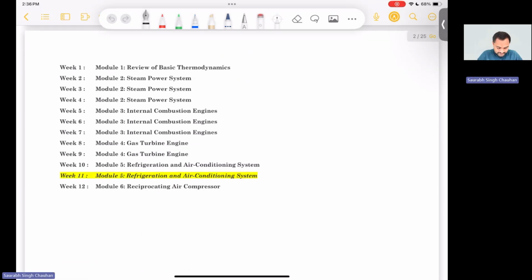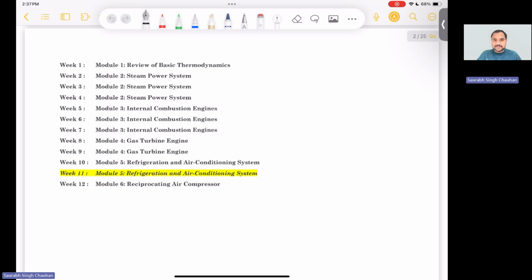This is our session number 11. In today's session, we will solve some problems from module 5, that is refrigeration and air conditioning systems. So today we will solve some problems related to psychrometry. And as you know, psychrometry is the study of moist air, that is a mixture of dry air and water vapor.